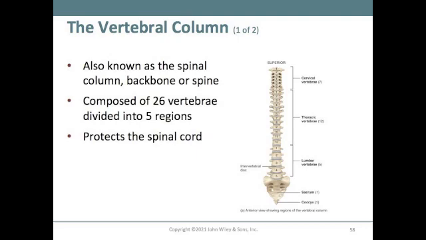So this starts at 7.9 on page 223. So the spinal column has some common names, the backbone or the spine, composed of 26 vertebrae divided into 5 regions, and it protects the spinal cord. So you can see the 5 regions. You've got the cervical, the thoracic, the lumbar, the sacrum, and the coccyx.